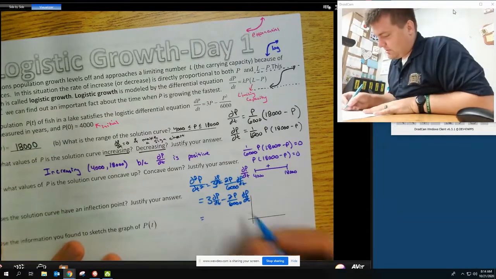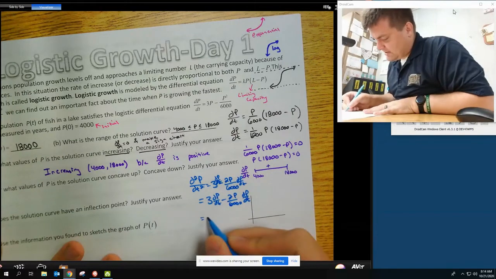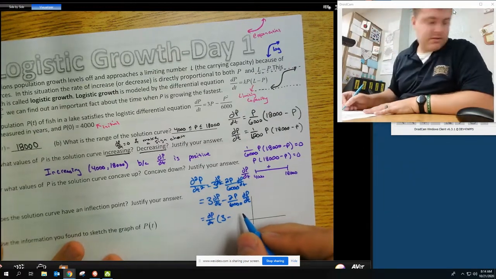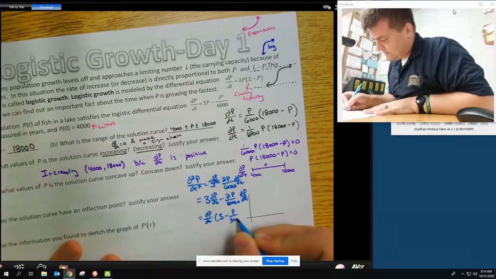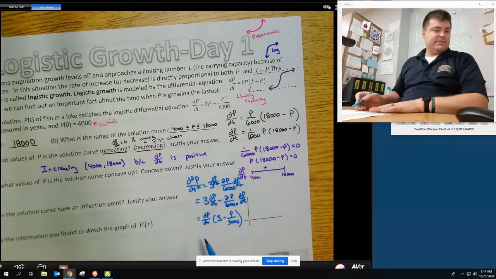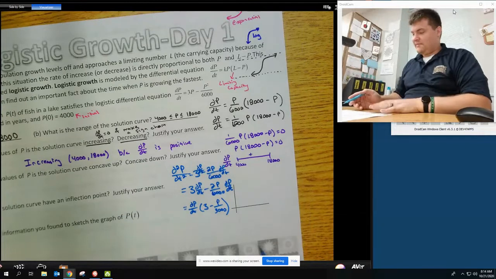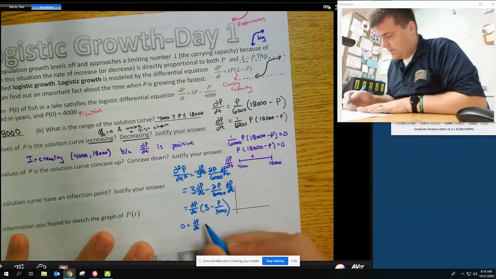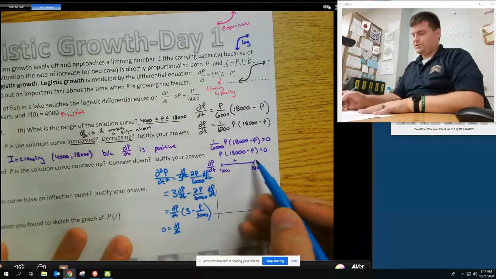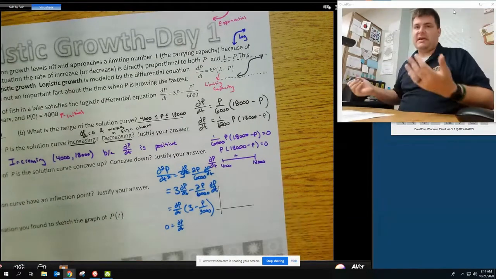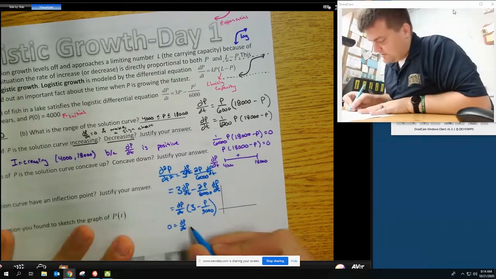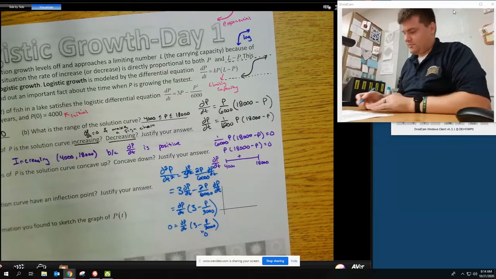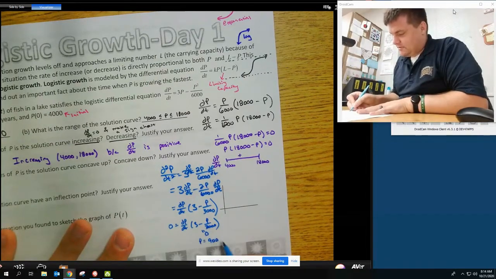Looks like I can take out a dP/dt. This gives me dP/dt times (3 minus P over 3,000). I'm going to set this equal to 0 to find my critical points. For dP/dt, I already did that. My critical points were at 0 and 18,000, which are on my endpoints, and the 0 is not in the range, so that's not a big deal. I need to find my other critical point by setting this equal to 0, and you're actually going to get P equal to 9,000.